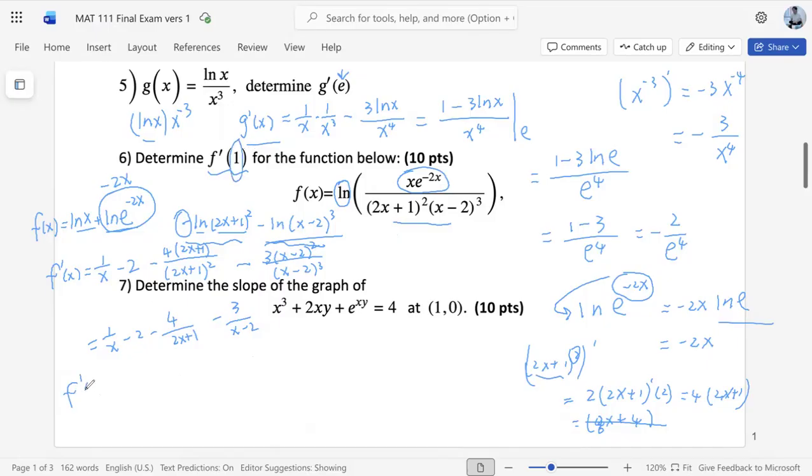So now we're going to find the derivative of the function at 1. So 1 over 1 minus 2, minus 4 divided by 2 times 1 plus 1, minus 3 divided by 1 minus 2. So I have 1 minus 2 is negative 1. Negative and negative become positive, so that becomes plus 3. So I have negative 1 plus 3. That's 2. 2 minus 4 over 3. 2 we can rewrite as 6 divided by 3 because we need a common denominator of those two terms. So in the end, we get 2 over 3.